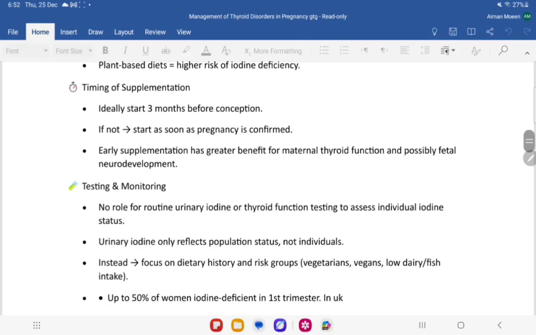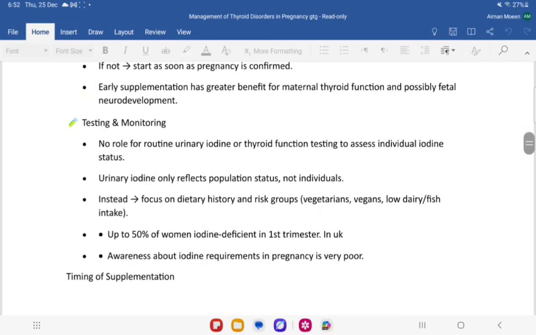And so the potassium iodide, I want to correct, we give 150 micrograms. We need to start it three months before conception, or at the time of pregnancy, as soon as the pregnancy is confirmed. And then testing and monitoring is really important.